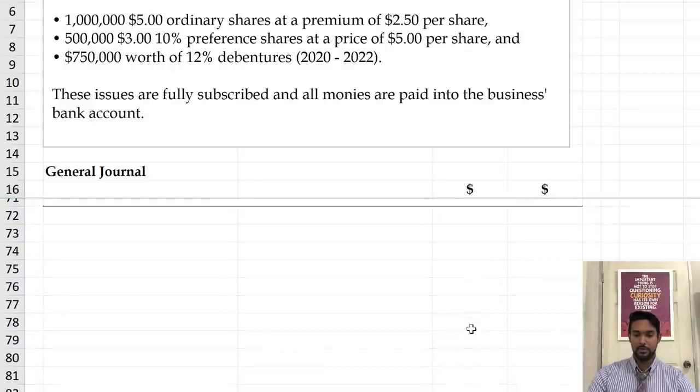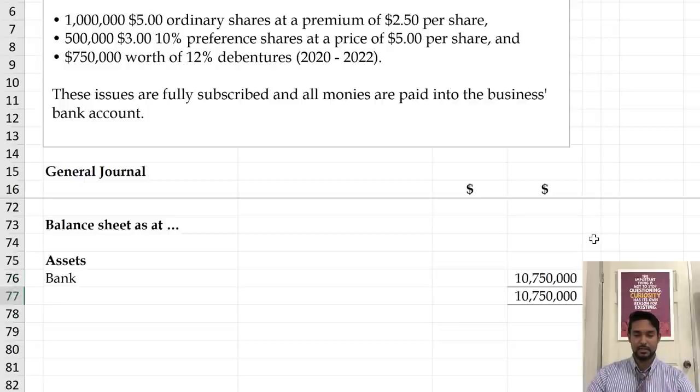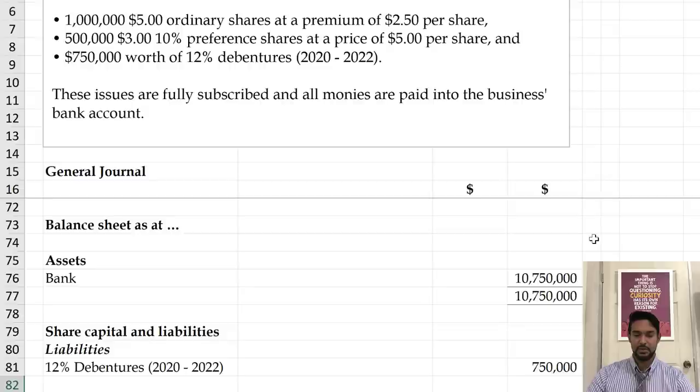Now let's do it the other way, where you have assets equal to capital plus liabilities, just because I know some of you guys flipping crazy. All right. Okay, assets. Bank, that figure. Net assets, sorry, total assets. Share capital and liabilities. So liabilities first, debentures, that's the figure.